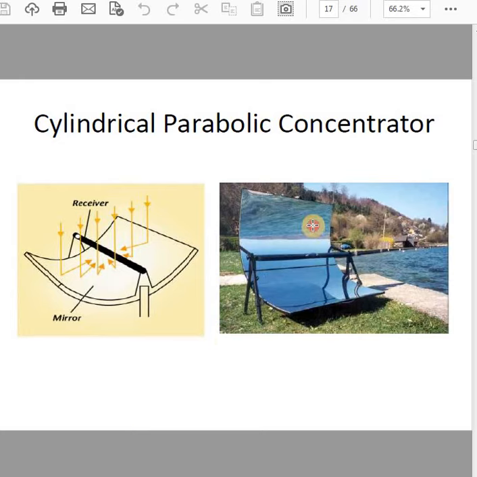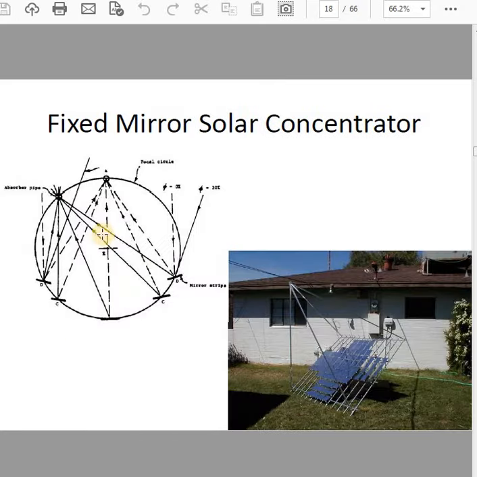So in this cylindrical parabolic collector, what happens is your solar radiation gets incident on this surface and gets reflected back to this pipe. So this pipe is nothing but your receiver of the heat radiation. From the mirror it gets reflected back to the receiver, and the heat energy gets absorbed.